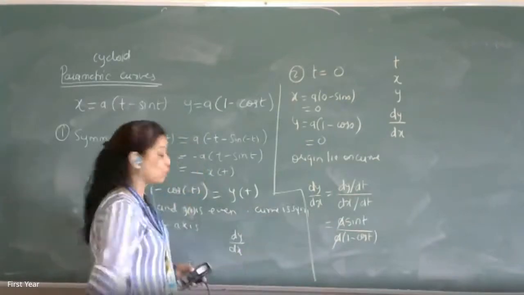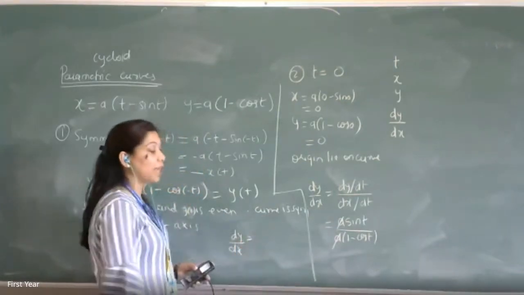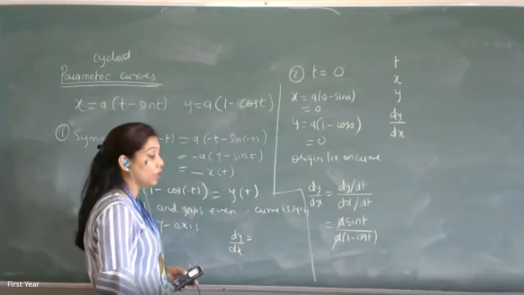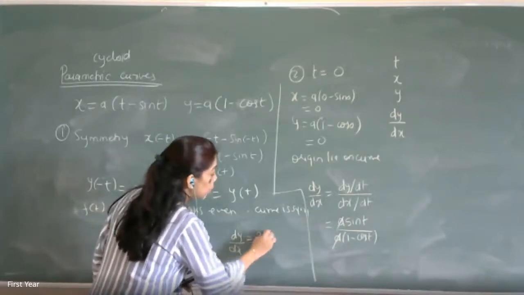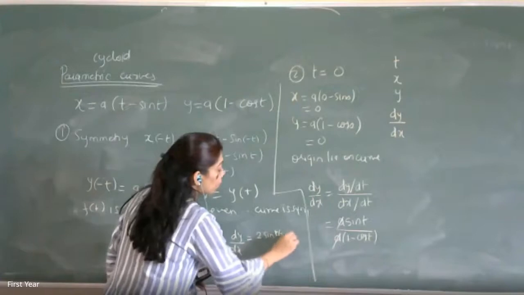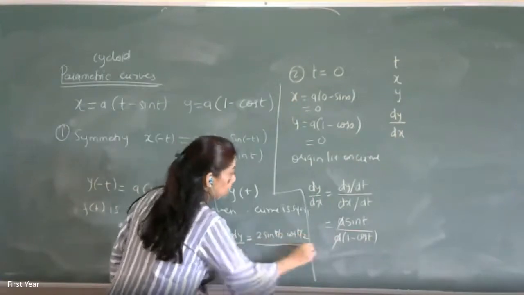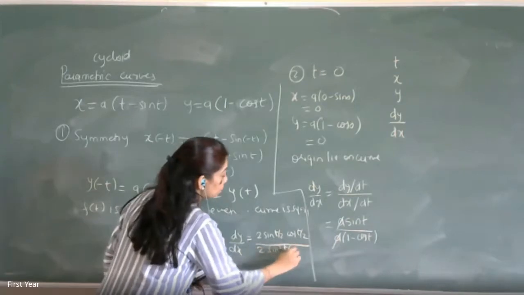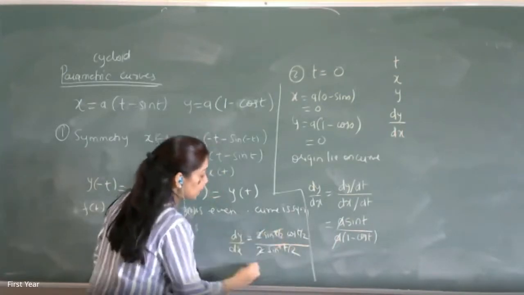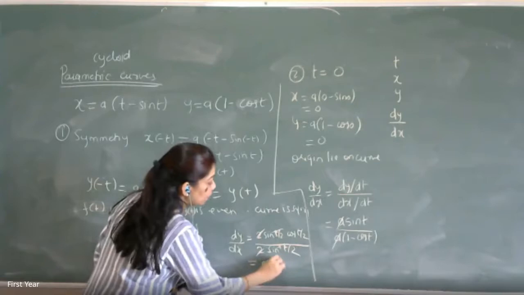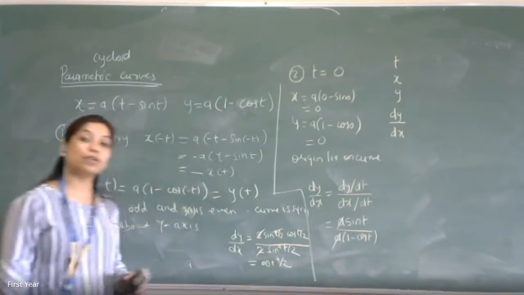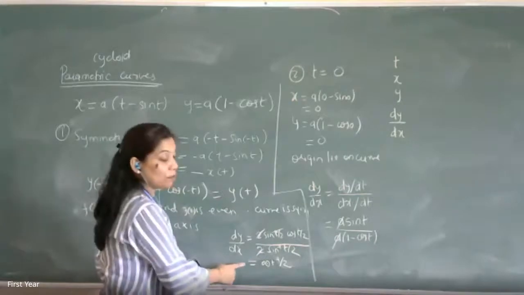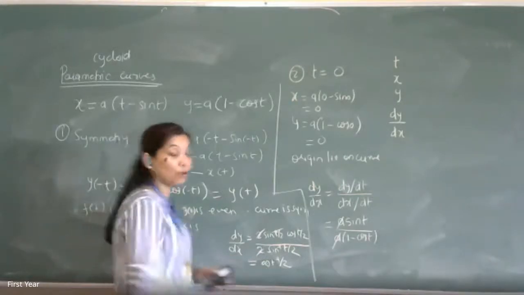You can give it like this also, or you can convert it in terms of tan t or cot t. What is sin t? 2 sin t by 2 cos t by 2, and 1 minus cos t is 2 sin square t by 2. So 2 gets cancelled, one sin term gets cancelled. This is cot of t by 2. Is it okay? Yes. So this is another question which will be asked in your next. What is dy by dx? It is cot of t by 2.